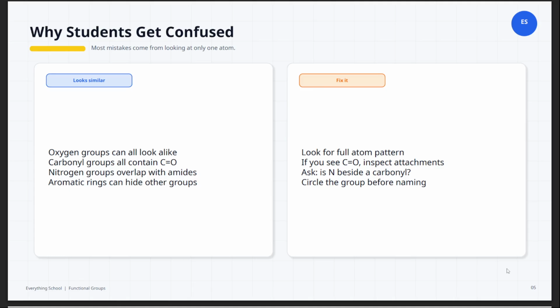Carbonyl groups are another major trap. A carbon double bonded to oxygen is important, but that alone does not tell you the full group. You have to ask what is attached to the carbonyl carbon. Is it hydrogen? Is it another carbon? Is it oxygen-hydrogen? Is it oxygen bonded to another carbon group? Is it nitrogen? That one question fixes a lot of confusion.